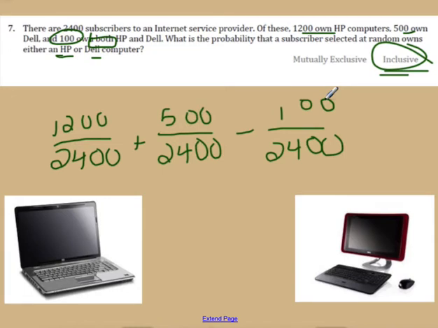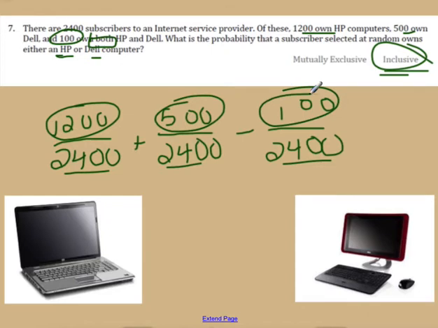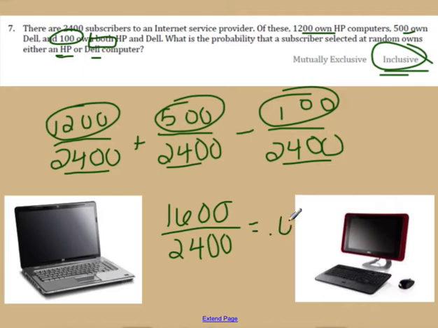Now, here's a trick that students sometimes forget: when you are adding and subtracting fractions, you have to have the bottom number be the same. And when you're doing mutually exclusive and inclusive events, your bottom number is always the same. And it has to be in order for you to add fractions. So when you add and subtract fractions, you're going to add and subtract the top. So I'm adding and subtracting all of those to get 1,600, and then you keep the bottom the same. So 1,600 divided by 2,400, and then you get 0.667, or 66.7% chance of them owning an HP or a Dell.